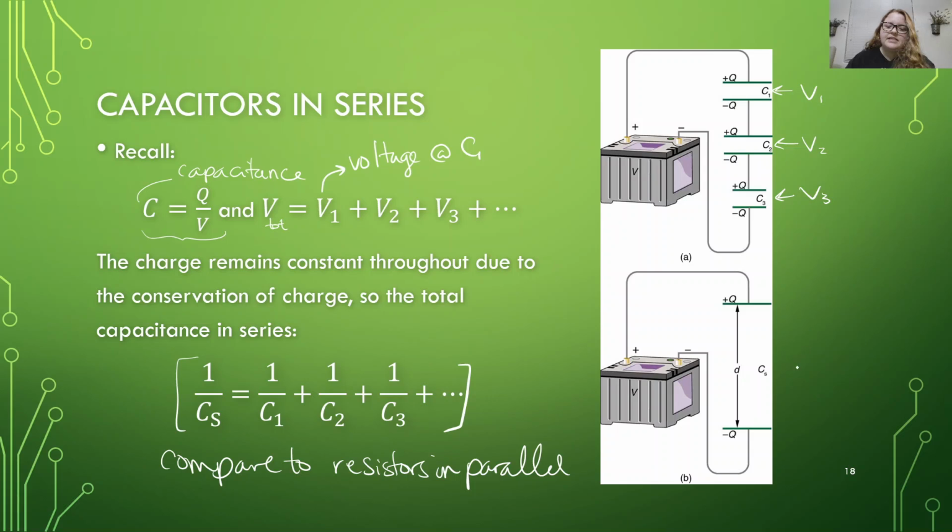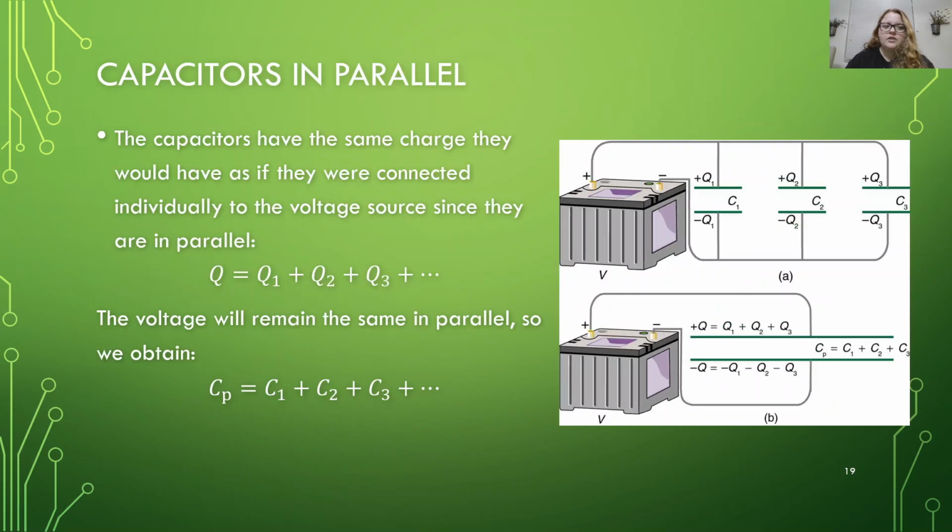And in the second bit, that would be breaking that down into the capacitance in series. Okay. All right, now let's look at this in parallel. Capacitors in parallel have the same charge they would have as if they were connected individually to the voltage source.